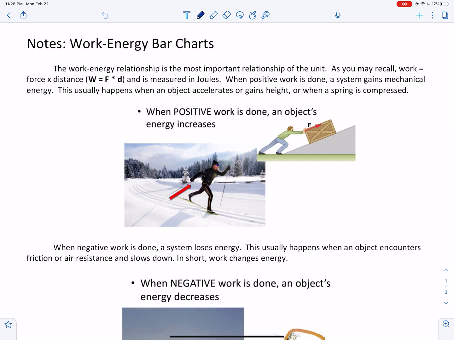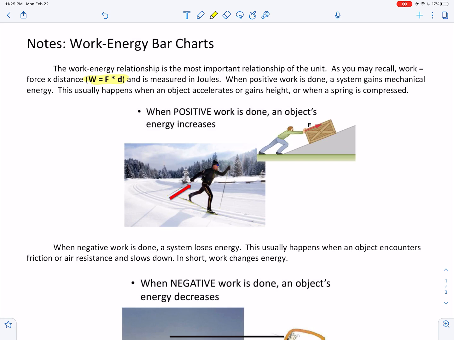In this video we're going to talk about the relationship between work and energy and use a really helpful visual called a work energy bar chart to show that relationship. So let's jump in. The work energy relationship is the most important relationship of the unit. As you may recall, work equals force times distance. Here's a helpful equation, and it is measured in the unit of joules.